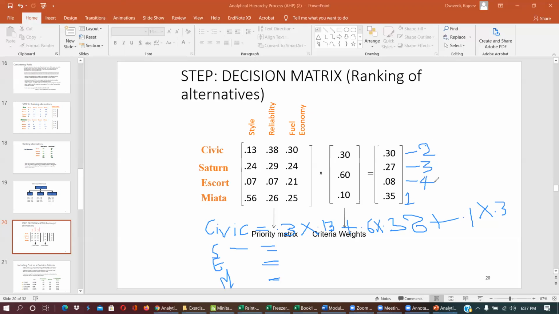So you can even rank these criteria in order to see which is the highest, most valuable car based on style, reliability, fuel economy. Second, third, and fourth.